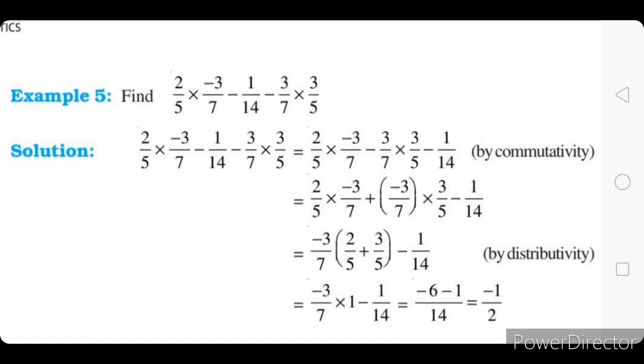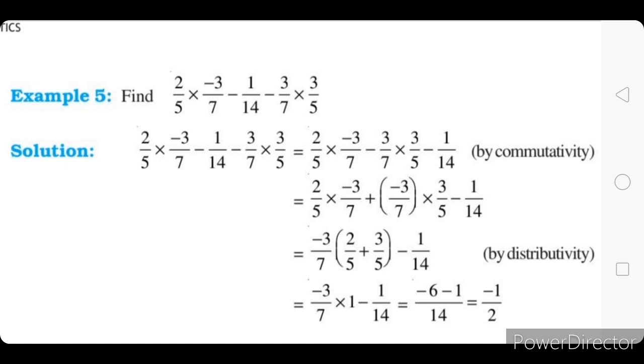3 upon 7 is 2 times coming here. So we will write 3 upon 7 one part separately, and minus 1 upon 14 separately. 2 upon 5 into minus 3 upon 7 plus minus 3 upon 7 into 3 upon 5, and minus 1 upon 14 will be taken separate.